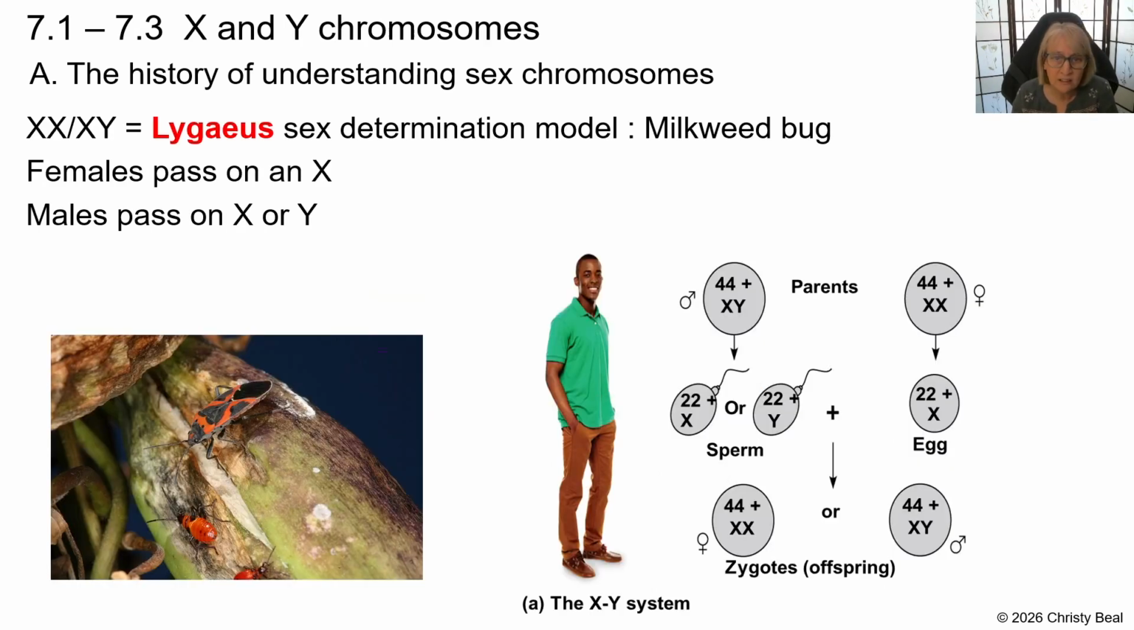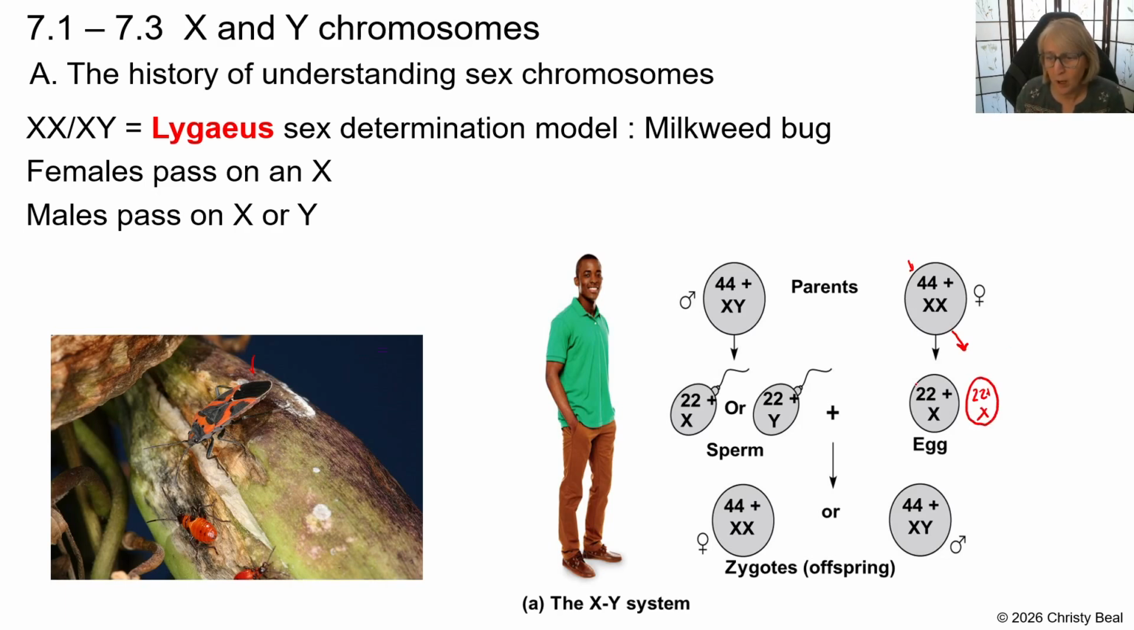The Lygaeus sex determination model is based on the milkweed bug. This is the Lygaeidae, the family Lygaeidae. The females pass on an X, and the males pass on an X or a Y. This is what we as humans use. If you're a female human and you have 2 X's, you can pass on an X, or another X.